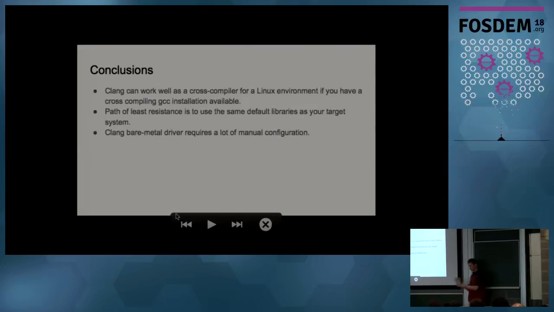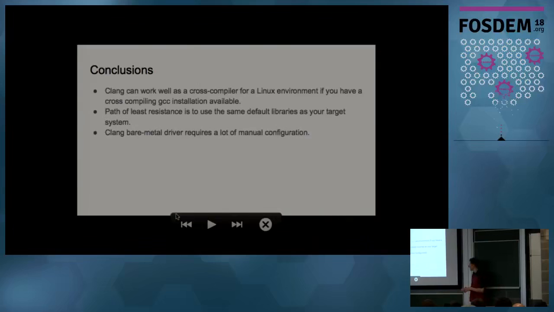So, conclusions: Clang can work well as a cross-compiler. Because of the number of different options that it's got, you have to tell it more than you would an equivalent GCC, where there are defaults. I would say the path of least resistance is to use the ones that are native to your system.